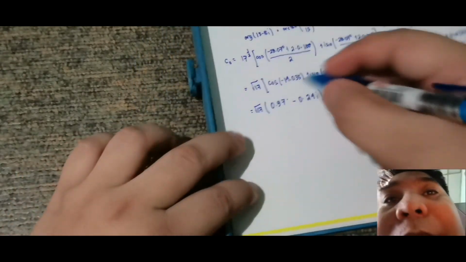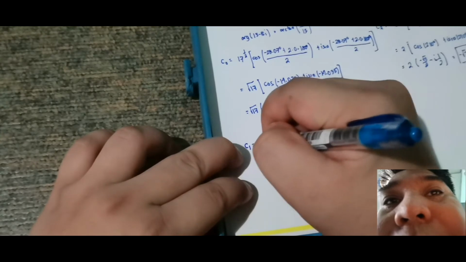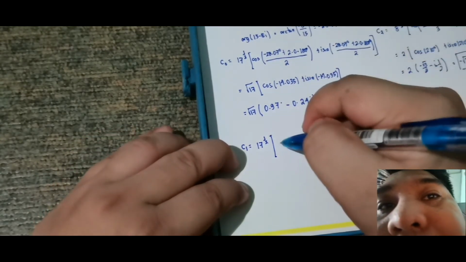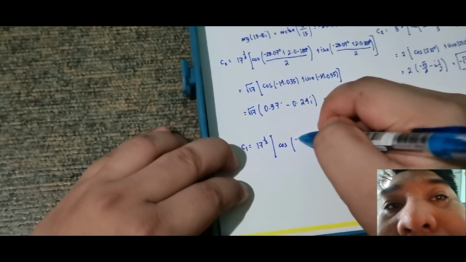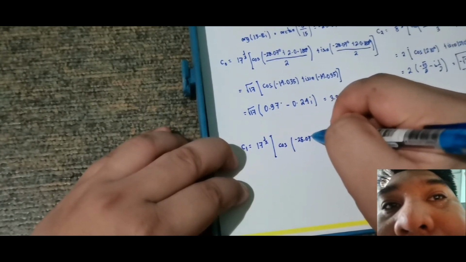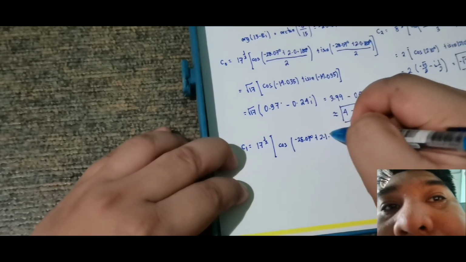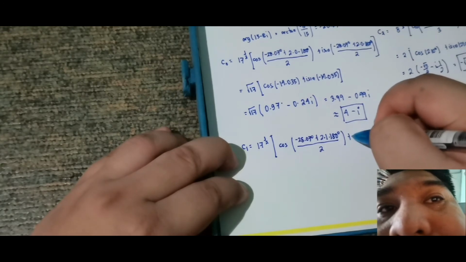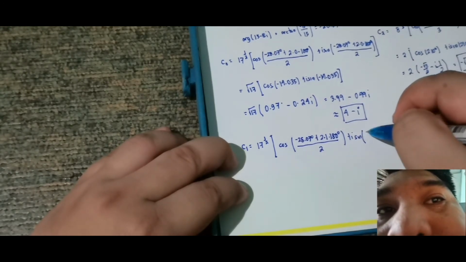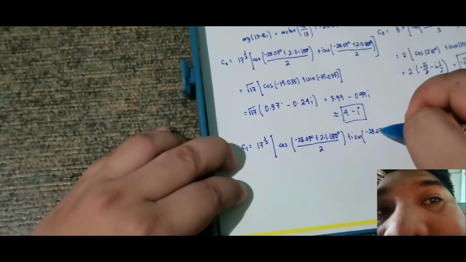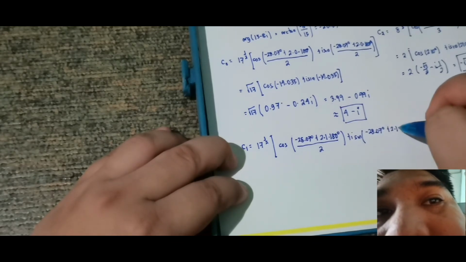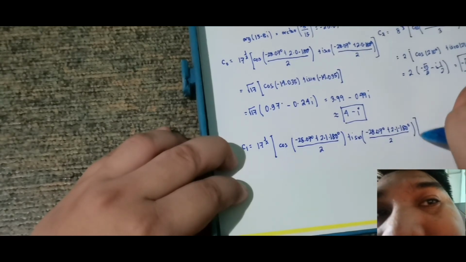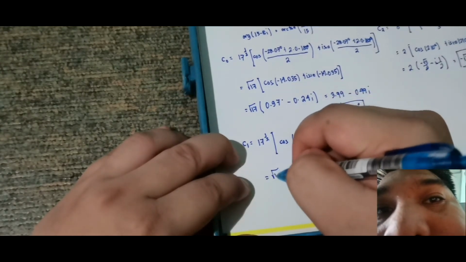So C sub 1, similar lang, magbabago lang yung k natin. So C sub 1 is equal to 17 raised to 1 half multiplied by cosine of negative 28.07 degrees plus 2 times 1 times 180 degrees all over 2, plus i sine of negative 28.07 degrees plus 2 times 1 times 180 degrees all over 2. So skip ko na yung process. This is equivalent sa square root of 17.